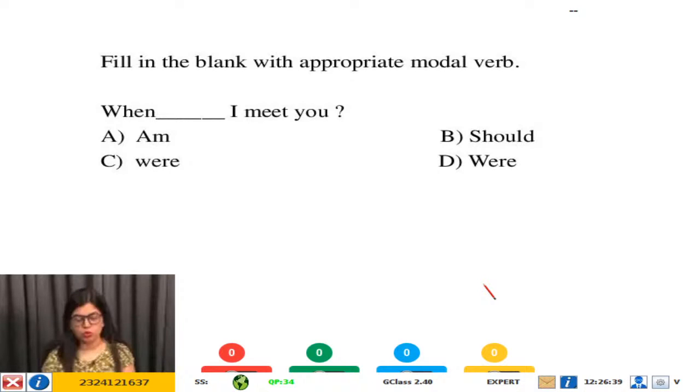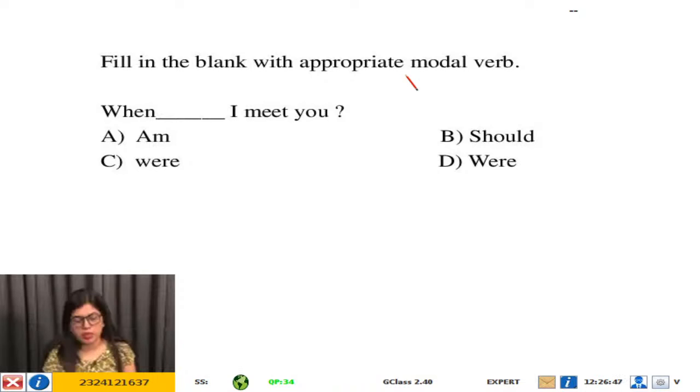Okay, students, your time is up. The correct answer here is, when should I meet you? Now let us move on to the next part. Now look at the question word what. We'll look at the characteristics of the question word what. So when is what used?